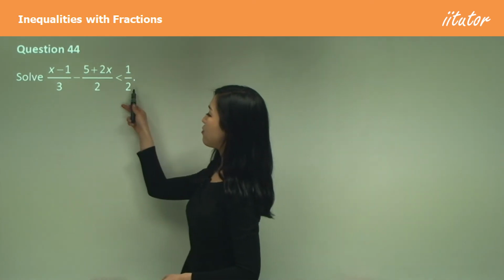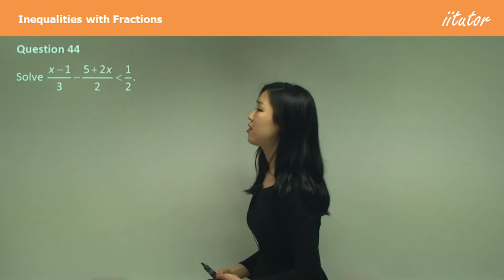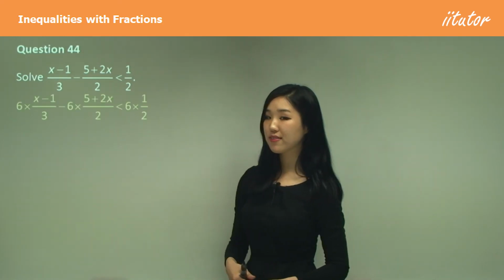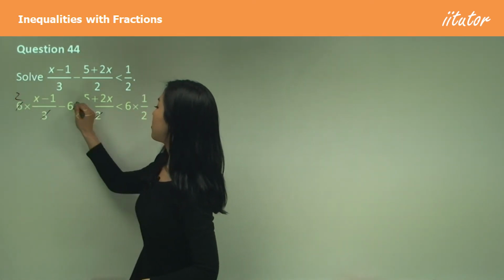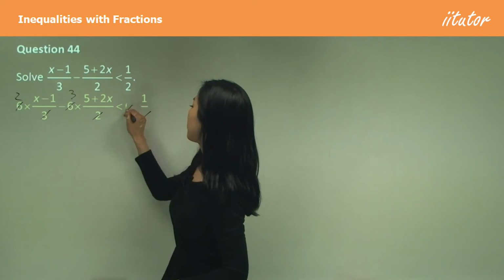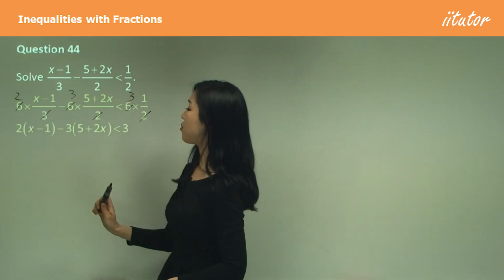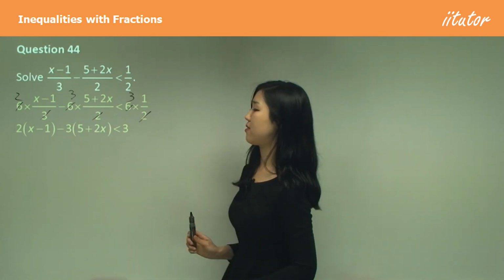We have denominators of 2, 2, and 3. So basically just 2 and 3, isn't it? So the lowest common multiple is 6 again. So I'm going to multiply everything by 6. So this becomes 2, 3, and 3. So we have 2 times x minus 1, 3 times 5 plus 2x, and 3 times 1 is 3.